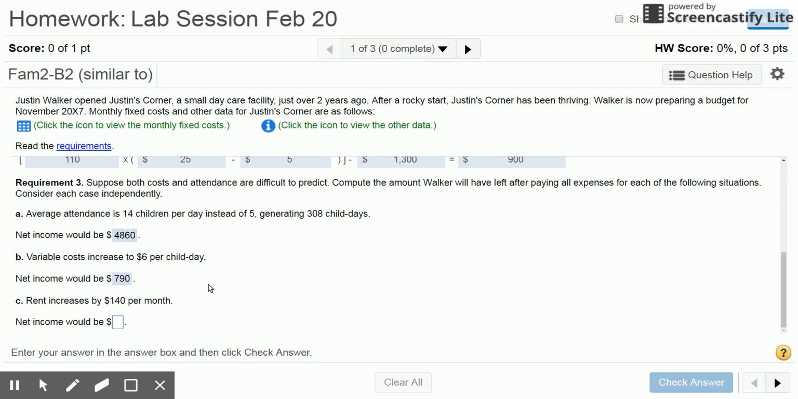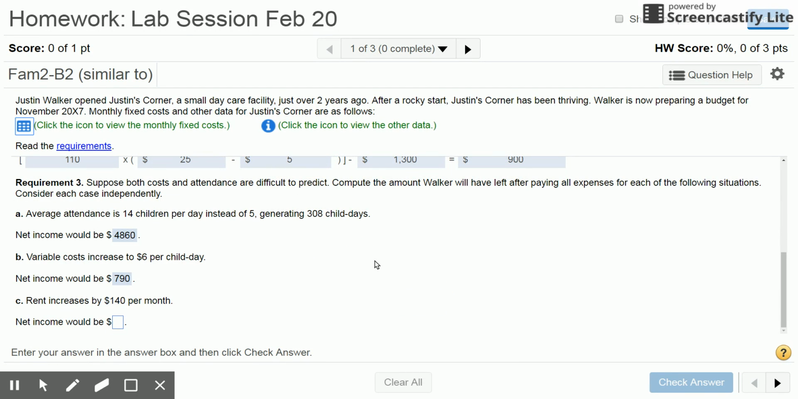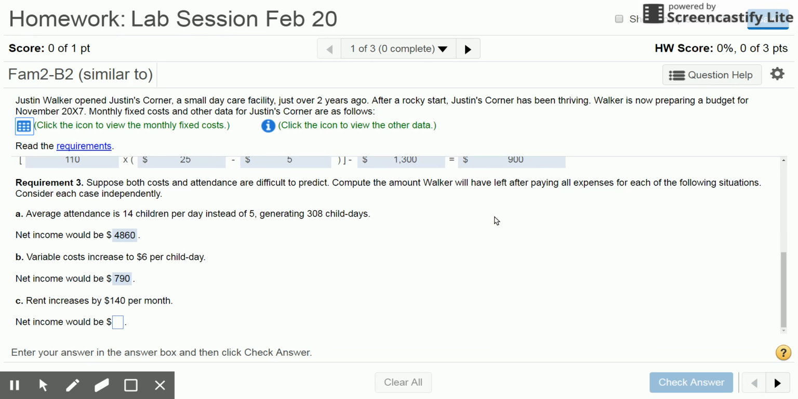Rent increases by 140 per month. So our rent is 1300, it will increase to 1440, which just means our fixed cost will increase by 140. So since nothing else changes, our profit from $900 will decrease by 140. So 900 minus 140 will be 760.